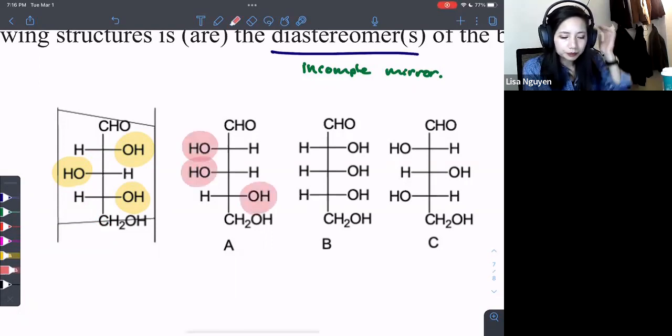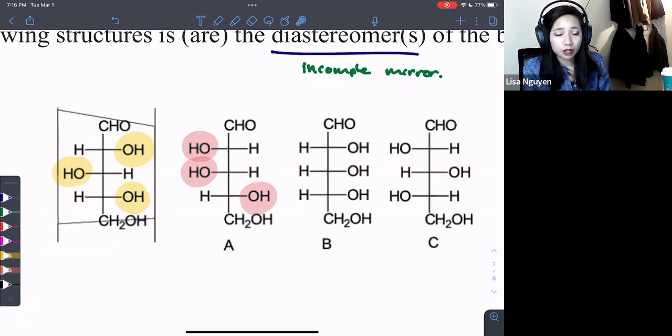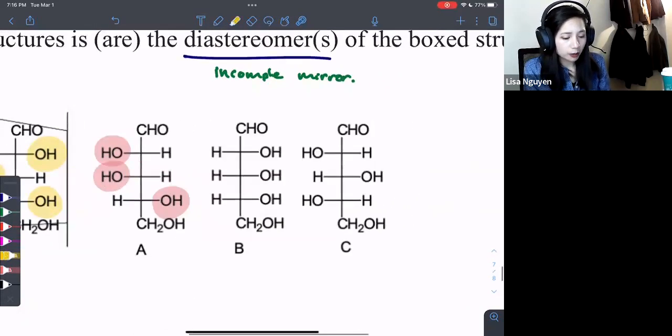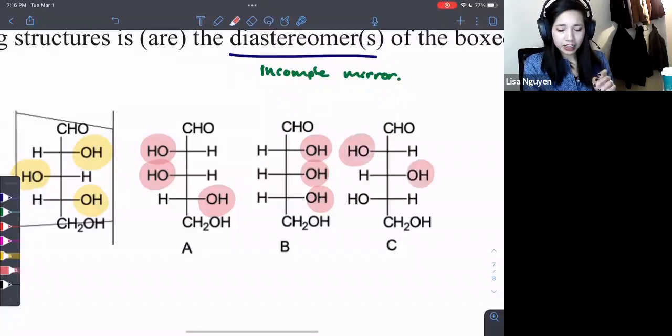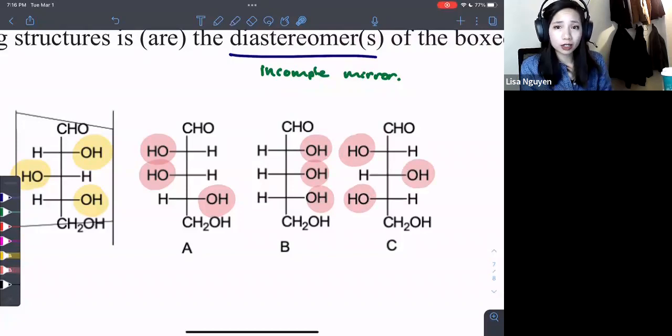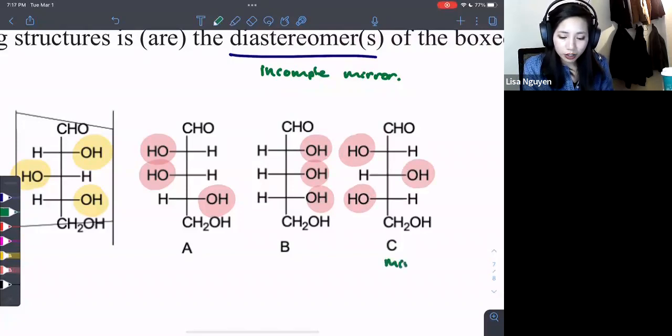So here on A, we see that it looks like just one of the groups flipped. So this is an incomplete mirror image. So A is a diastereomer. The next one, it looks like we have all the groups on one side. So we can make those match by just flipping one of the carbons. So B is also a diastereomer. And then finally, this last one, you see that it is a perfect mirror image. C is the mirror image. So this is an enantiomer. It's a perfect mirror image.